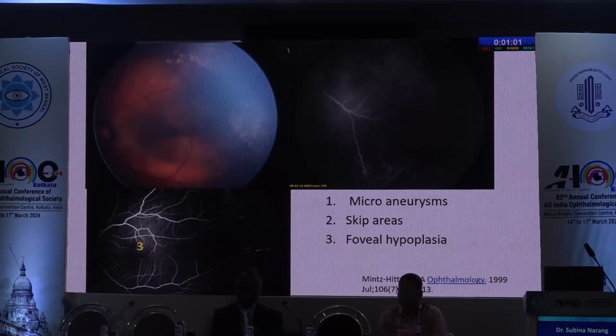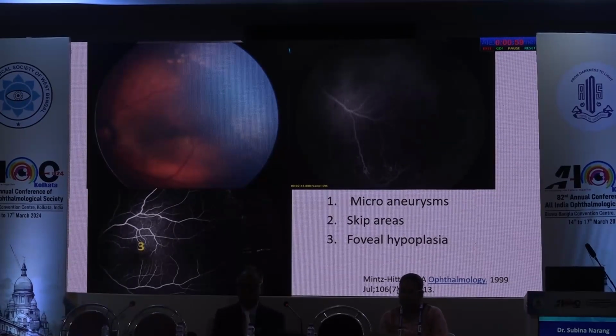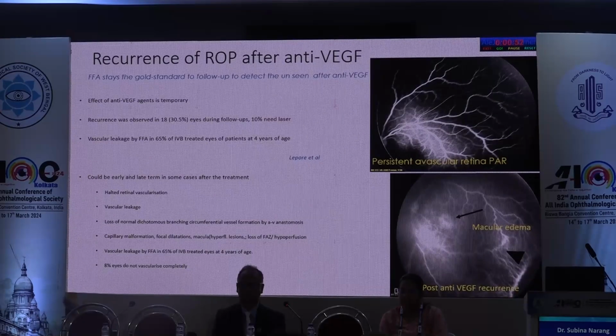This is just showing you the skip area which was left between the vascular-avascular area and the laser marks. You can go ahead and that helps in better treatment. The role of FFA in recurrence of ROP is a lot because you need to pick up this peripheral avascular retina, which is 2-disc diameter of avascular retina seen in the periphery.